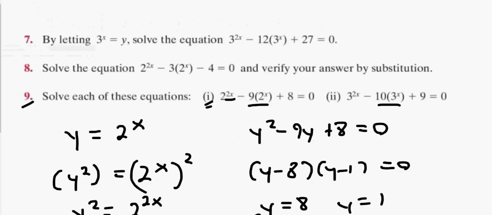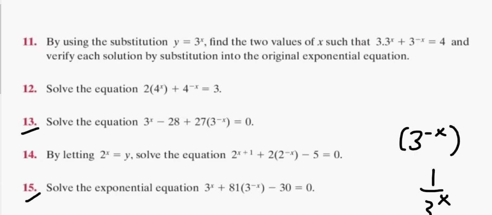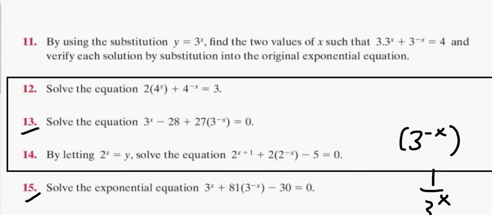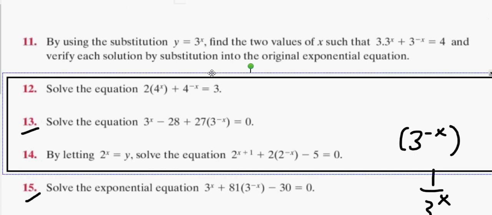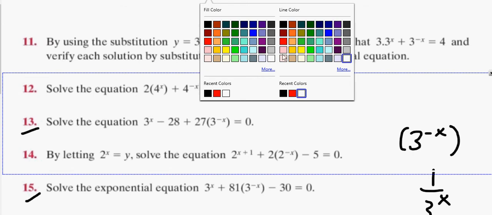Alright guys, we're on to 11 now, is it? Question 11. By using substitution y equals 3 to the power of x, find two values of x such that 3 times 3 to the power of x plus 3 to the power of minus x equals 4. Alright, that's not bad. Bog standard one.